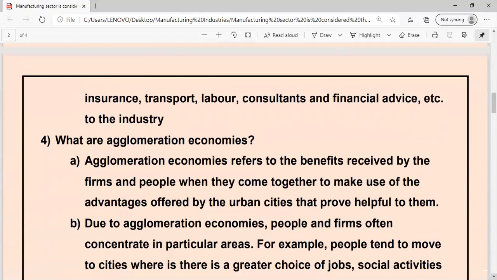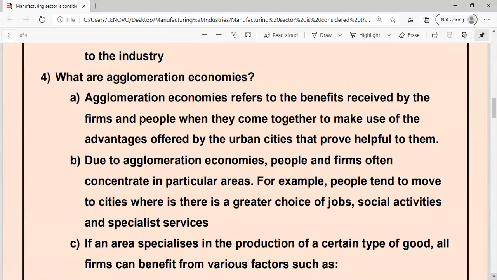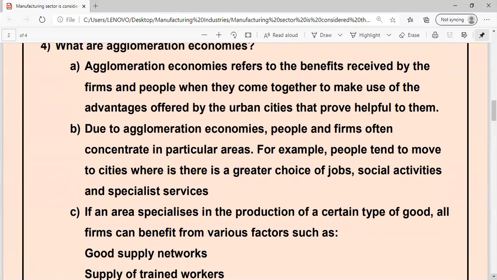Now, what do you mean by agglomeration economies? Agglomeration economies refer to the benefits received by the firms and people when they come together to make use of advantages offered by the urban cities that prove helpful to them.